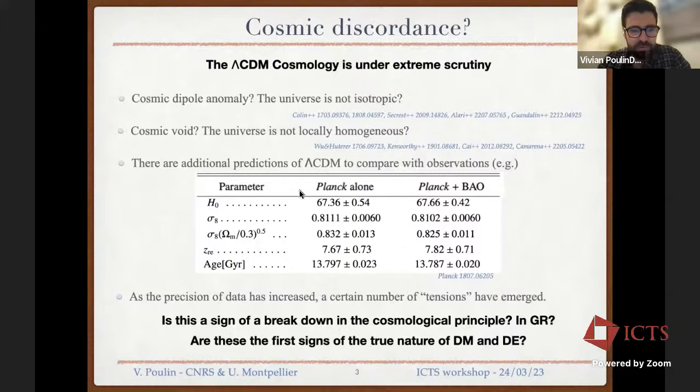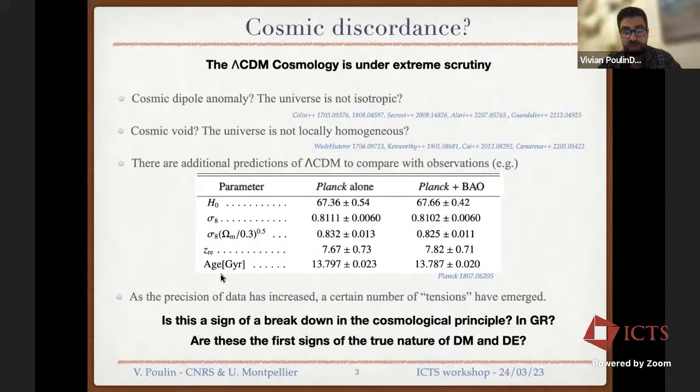And there are a number of predictions that, even if these 2 first problems were not a problem, if the universe was indeed isotropic and homogeneous, the ΛCDM model can still make. In particular, I already mentioned the value of the Hubble parameter and the amplitude of fluctuations. We can also test for when reionization happens, or we can test for the age of the universe. And as you know very well, as the precision of data has increased, a number of tensions have emerged.